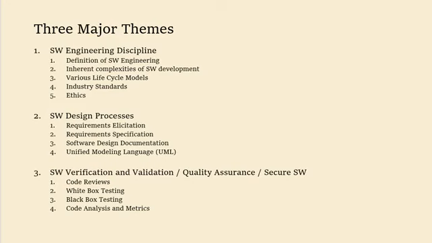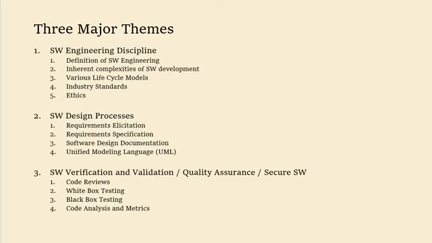So we'll talk about the definition of software engineering, the inherent complexities, different life cycle models. Life cycle models are basically, if you think of software as a product, then that product has a life cycle. It has an initial vision, a design, a build, a test, a deployment, a maintenance. And there's different life cycle models that have been proposed and used over the years. We'll talk about also some industry standards and ethics.